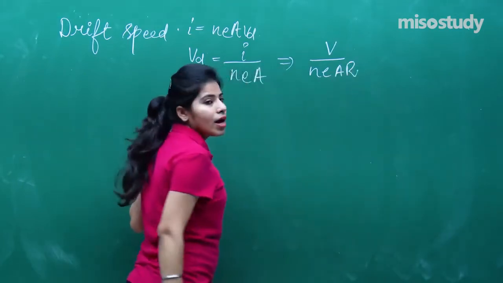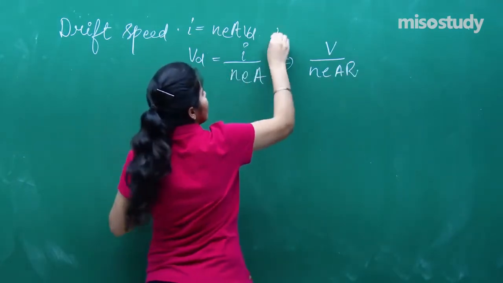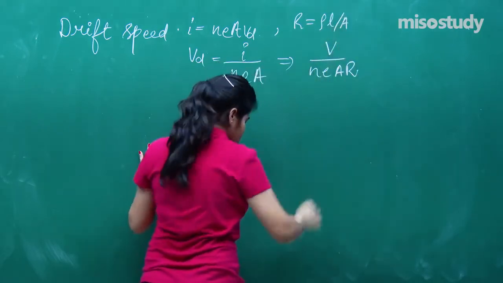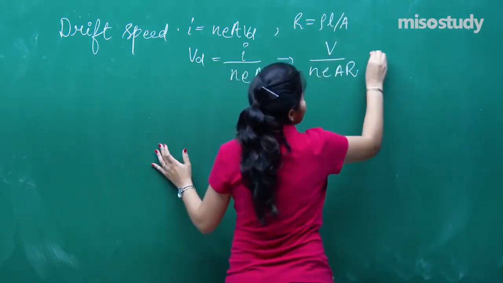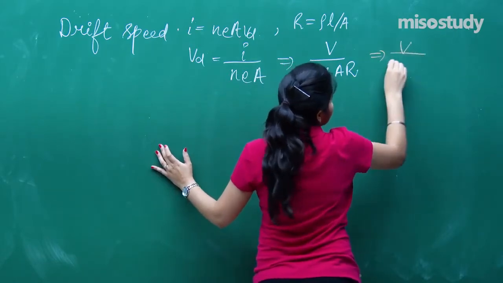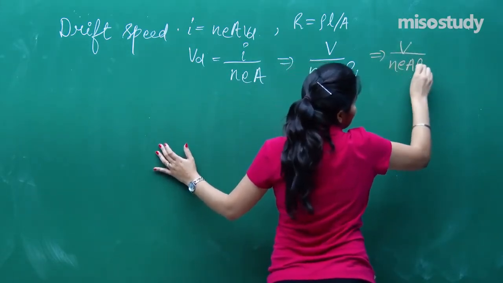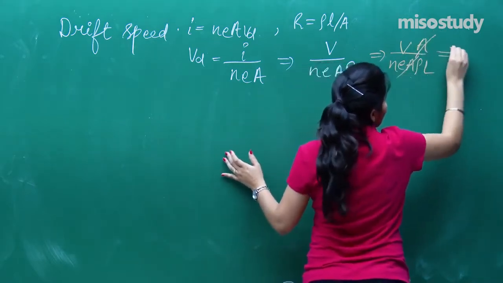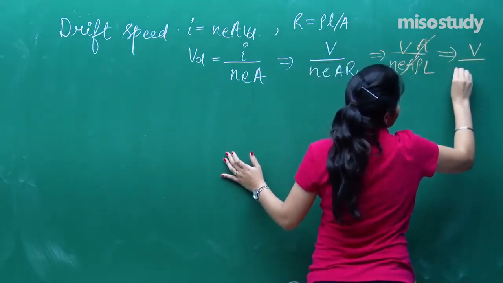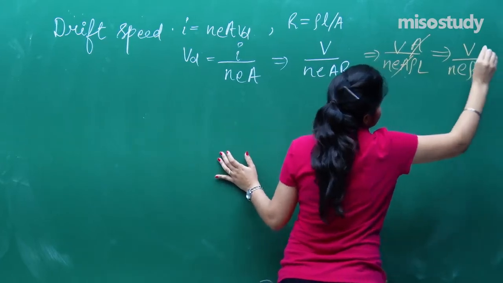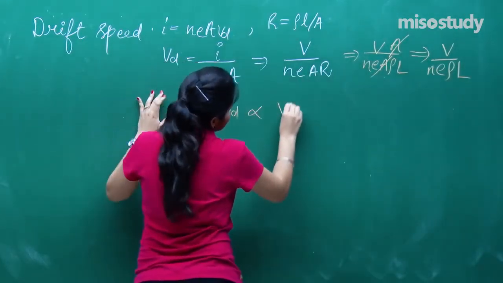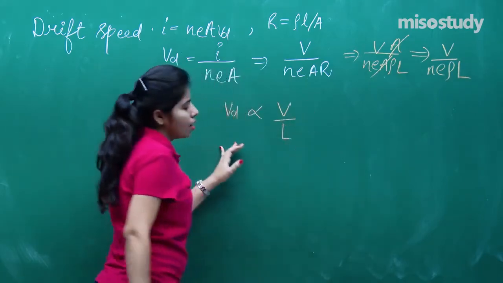R, and you know that the formula for R is nothing but rho L by A. So I am going to put this value over here. We will be having V upon n e A into rho L by A. This has been cancelled, so I am left with only V by L. Now from here you can see v_d is directly proportional to V by L.